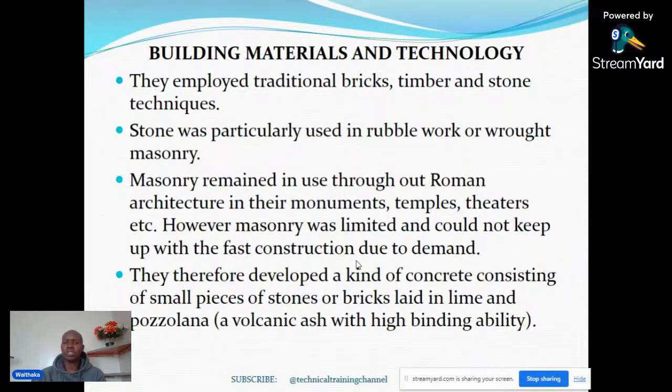And this is what precursored the invention of concrete, because we are saying they therefore developed a kind of concrete consisting of small pieces of stones or bricks laid in lime and pozzolana. So this is the first breakthrough within the construction industry that was brought by the Romans. And we are seeing they invented concrete by mixing small pieces of stones and bricks laid in lime and pozzolana. And pozzolana is a volcanic ash with high binding ability, which is today the same as cement. And this was able to revolutionize the way the Romans did their buildings, and they were able to achieve large buildings.